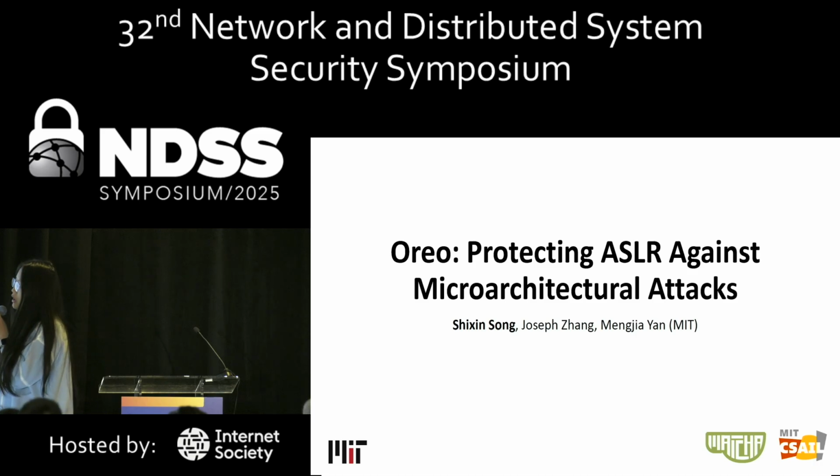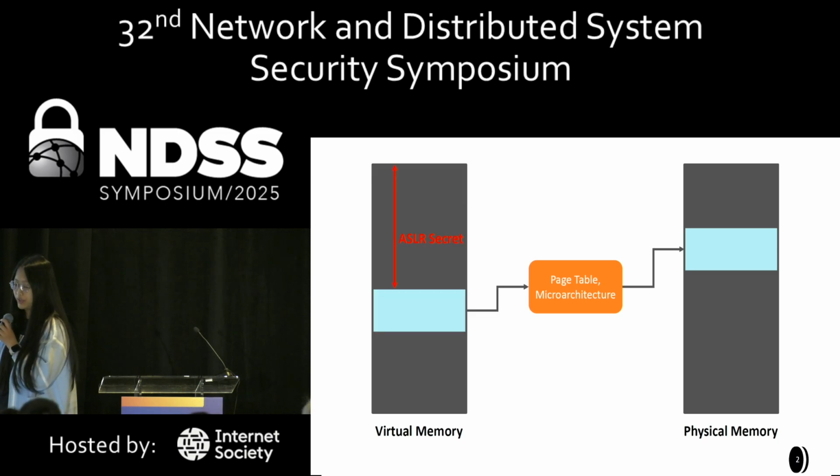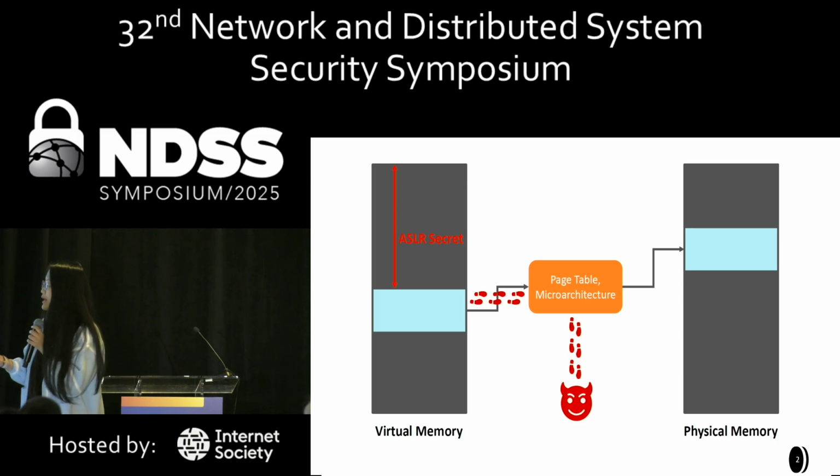So, at high level, Oreo is a software-hardware co-design mitigation that strengthens ASR against microarchitectural attacks. As we all know, ASR is a widely deployed software security mechanism that relocates the victim program, the blue box, with a random offset and hides its actual address from the attacker. However, in the current existing virtual physical memory interface, the ASR secret is threaded through all the page tables and microarchitecture structures such as caches, TLBs, BTBs. This causes ASR exposed to a very large attack surface.